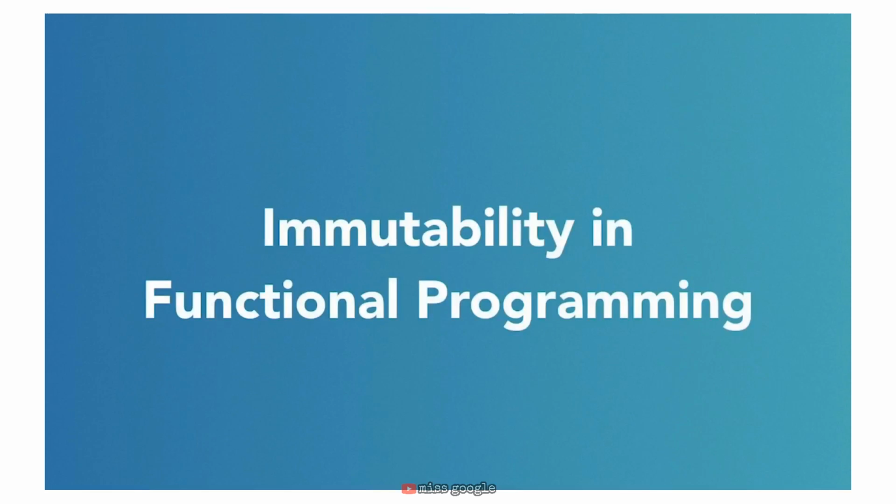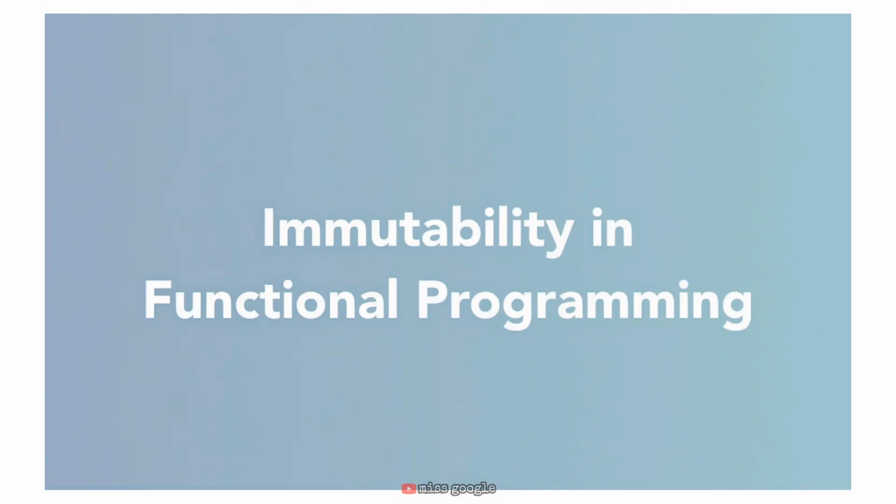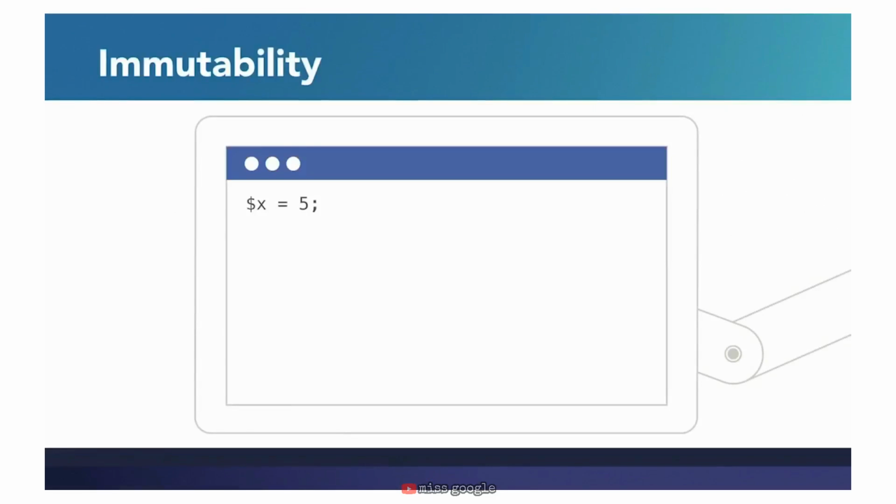The first major concept of functional programming is immutability, and it's a concept that may surprise a lot of people at first. See, most programmers learned early on that you could assign a value to a variable.